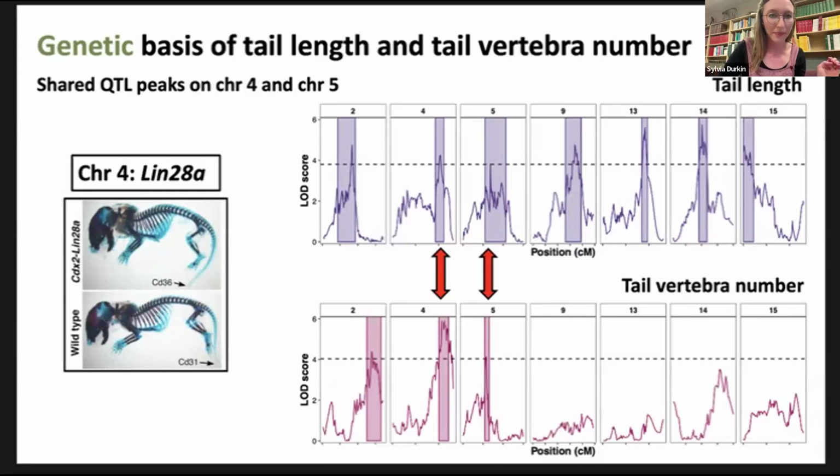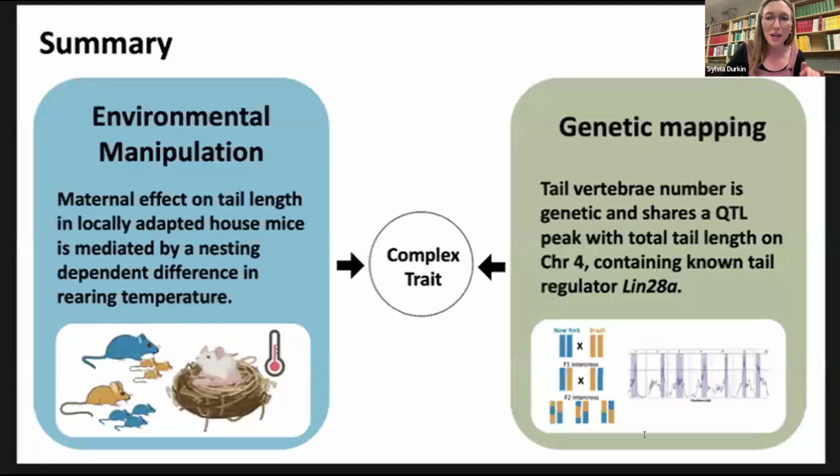So to wrap up, I started by wanting to disentangle the environmental and genetic determinants of complex phenotypes here. And through the combined use of environmental manipulation and genetic mapping, I found that there's a maternal effect on tail length in these house mice that's mediated by a nesting-dependent difference in rearing temperature. And secondly, that tail vertebrae number is strongly genetic and shares a QTL peak with total tail length on chromosome 4. So ultimately, through this work, we're able to describe a previously unappreciated source of variation that's influencing adaptive variation in our system.